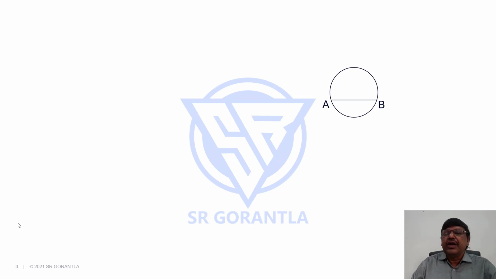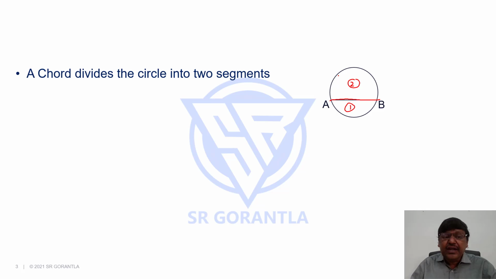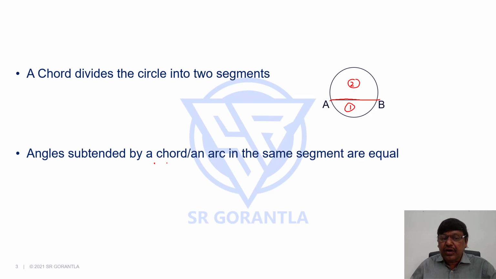A chord divides a circle into two segments. This AB is a chord. It divides the circle into two segments, two parts. And the angles subtended by a chord or an arc in the same segment are equal. So this is one segment, this is another segment. Angles subtended by this chord in one segment are equal. Suppose this angle is theta, this also will be theta.